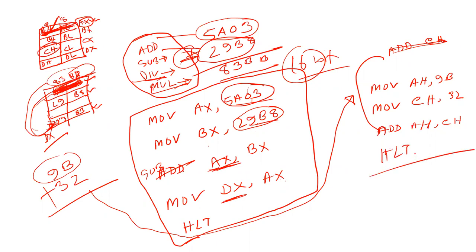Or you can transfer this register to another register. Suppose move DL, comma AL. So AL data is transferred to the DL position. These are result transfers. Okay, all are clear?